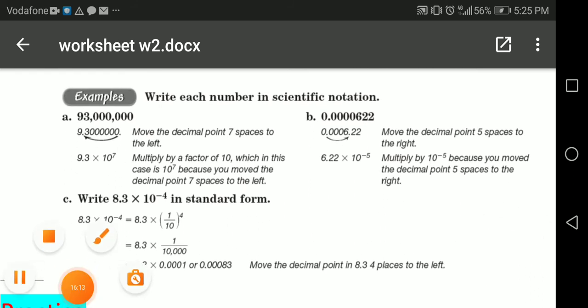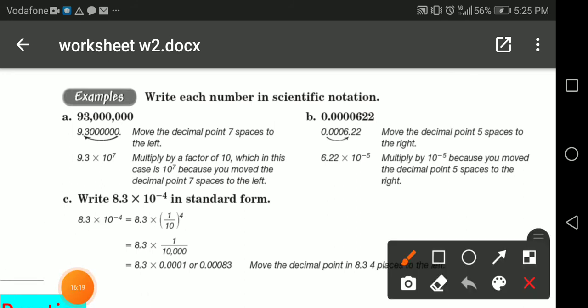Write each number in scientific notation form. So I have here, as you see, 93 million. How can I write this in scientific notation? This is the rule, guys. How can we solve it?